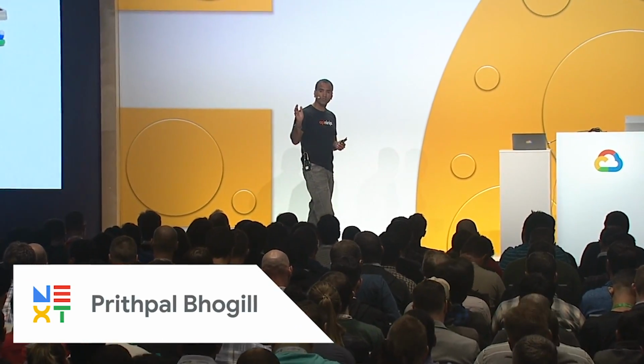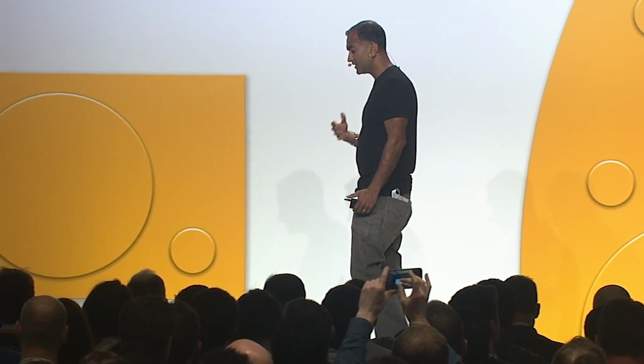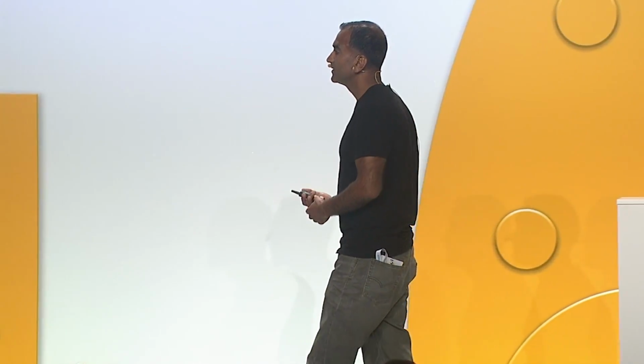So my name's Prithpal Bhogill. I'll be the co-host of this session for the next 50 minutes, and we'll try and make it interactive and interesting. So I'm part of the Apigee product team. I drive a few different areas for the Apigee team for the core platform. And then I'm also today going to be joined by my partner in crime, Kelsey Hightower, who's going to come in and actually show stuff in action.